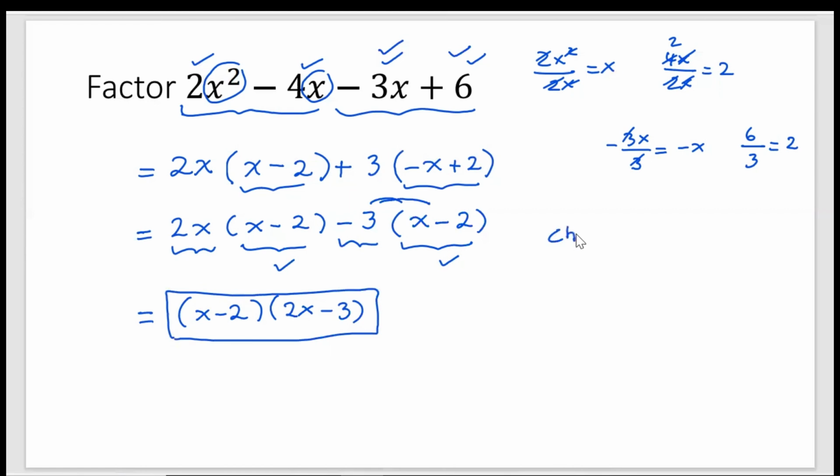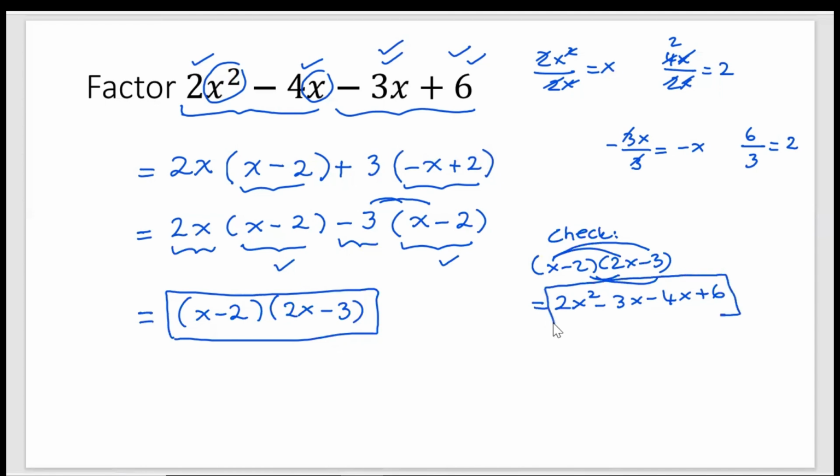You can actually check it by multiplying back. 2x times x will be 2x squared. x times negative 3 is negative 3x, minus 4x, plus 6. So this is exactly the initial expression. This is exactly the polynomial that was given in the question. So this is the correct factorization of this polynomial.